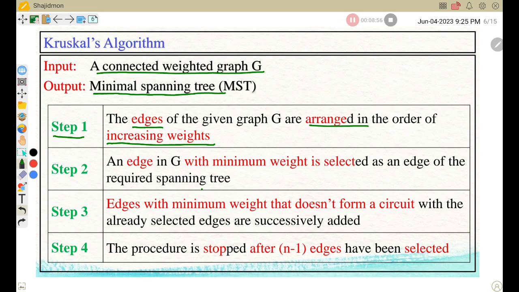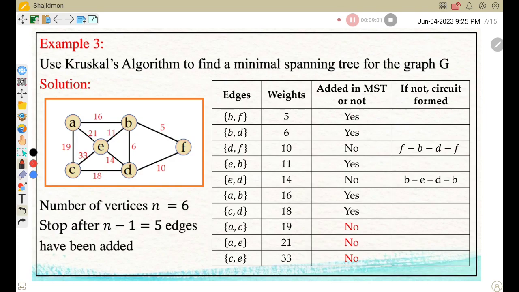Let me show how we do these 4 steps in the question. For example, this is example number 3. Use Kruskal's algorithm to find the minimal spanning tree for a graph G. See, one graph G is given here. How many vertices are there in the graph? 6 vertices.